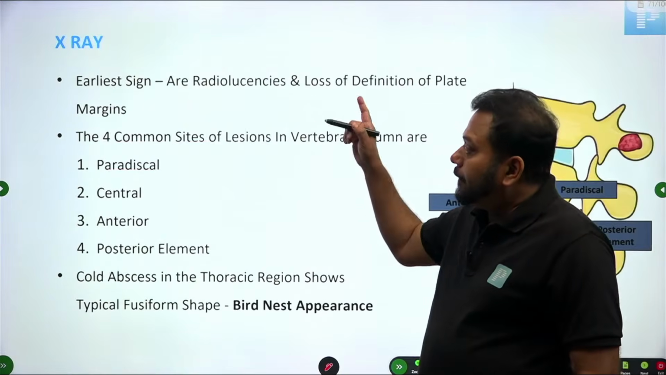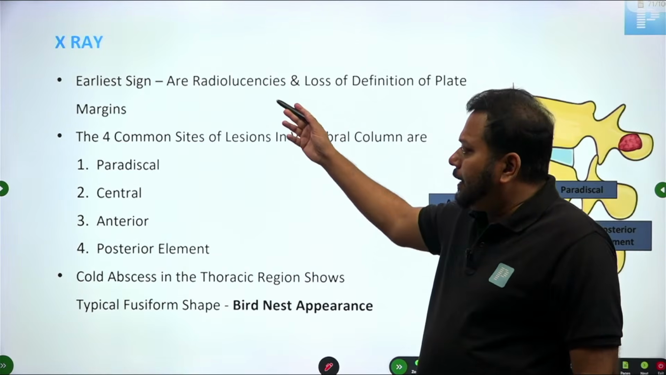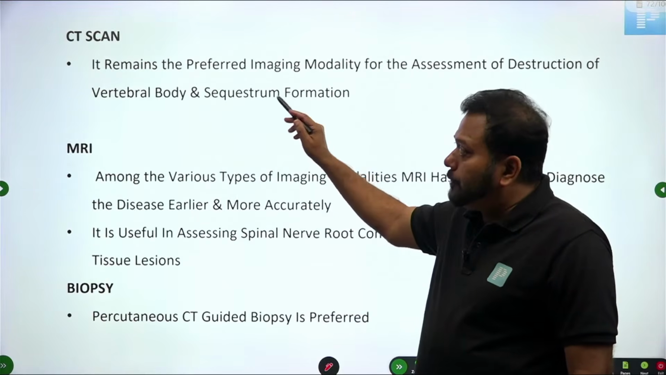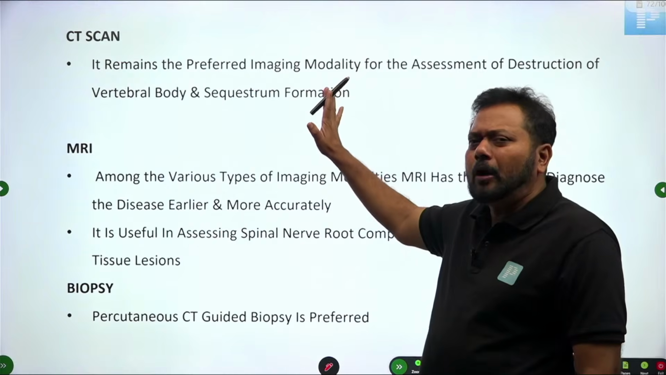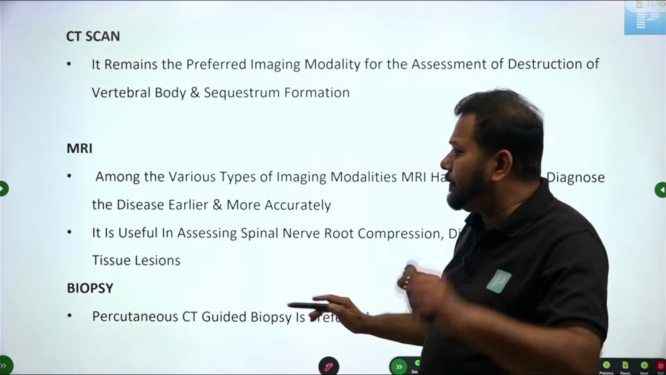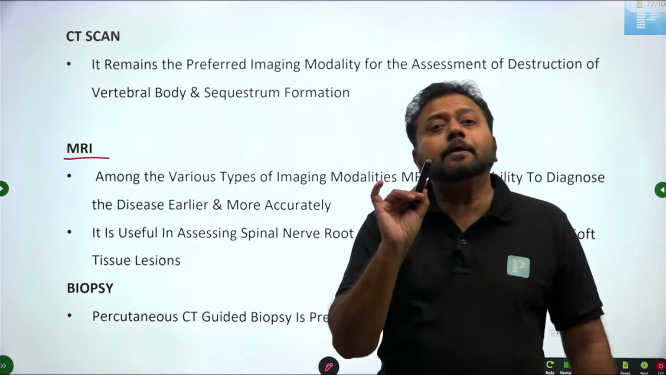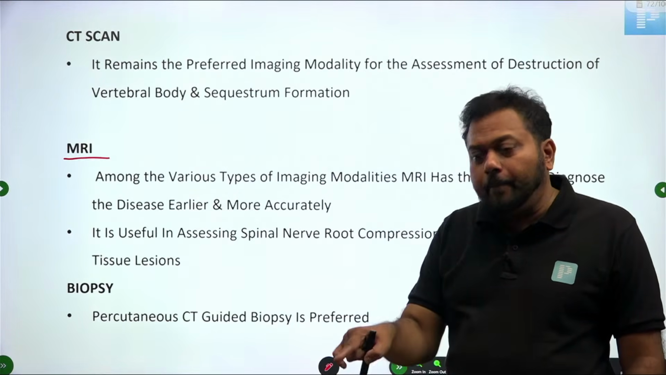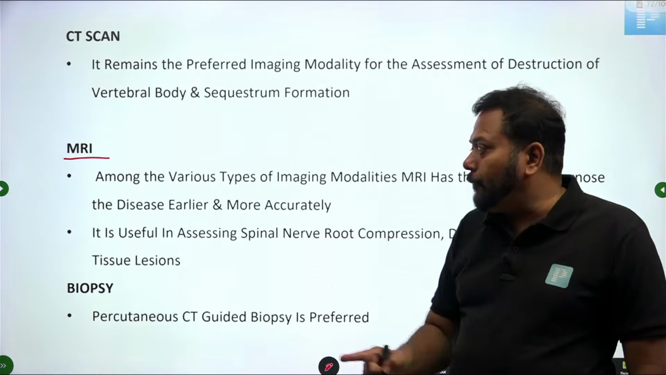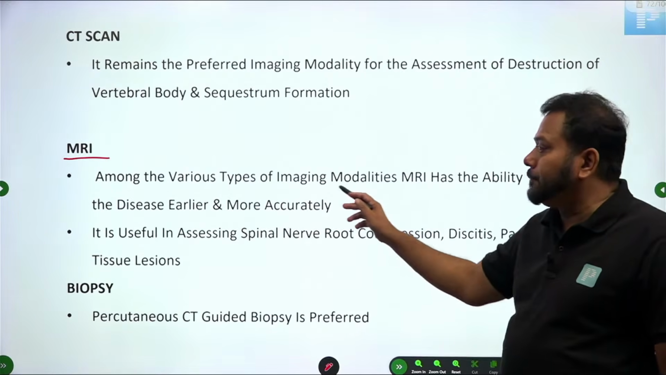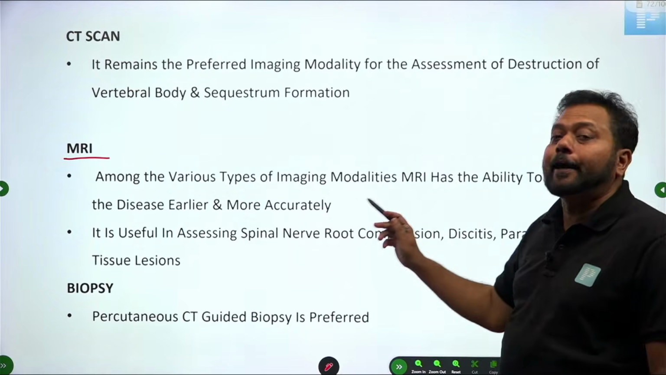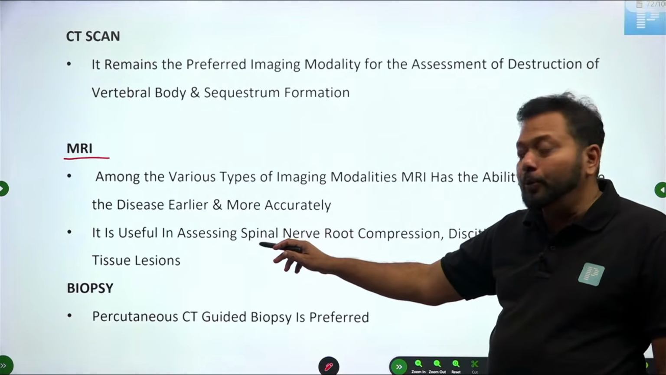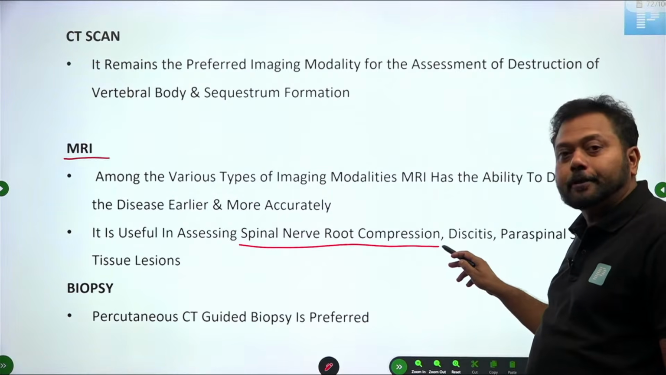Coming to the X-ray, the earliest sign, as I already told you, is radiolucency and loss of definition of the end plate margins. Coming to CT scan, it remains a preferred imaging, not the investigation of choice. The best investigation for Pott spine is MRI. If they ask for the best investigation, go straight for MRI, because among the various imaging modalities, MRI has the ability to diagnose the disease earlier and more accurately. That is point number 1. And it is useful in assessing spinal nerve root compression.